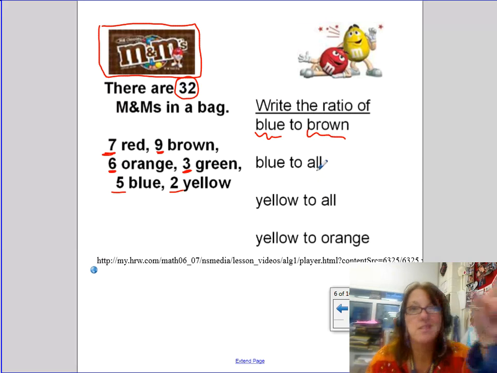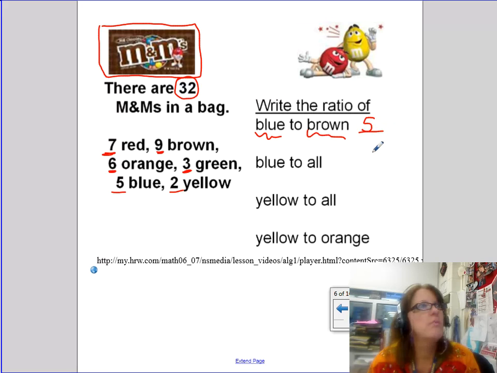Okay, then all I need you to do is look at our list here. Blue to brown. Let's see, blue, blue, blue, blue, blue: 5 to brown, 9. 5 to 9. And you could write it as a fraction. You could write it this way. You could write it with the word TO. Okay, I think I'm just going to stick with the fraction way if you don't mind.